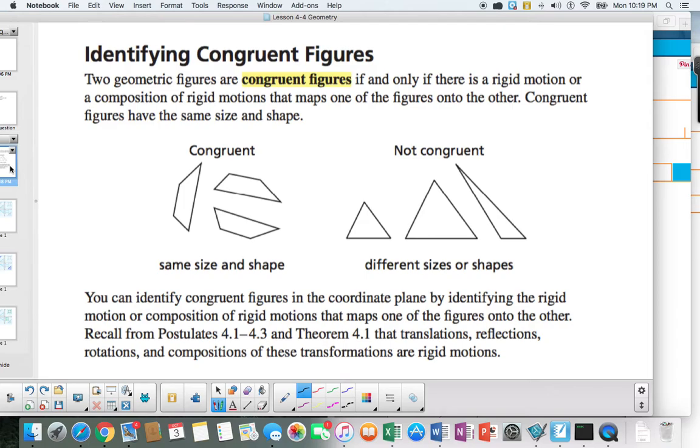The definition of congruent figures is: two geometric figures are congruent figures if and only if there is a rigid motion or a composition of rigid motions that maps one of the figures onto the other. This if and only if statement is the definition. The second sentence, congruent figures have the same size and shape, is a consequence of this definition. Again, the second sentence is not the definition.